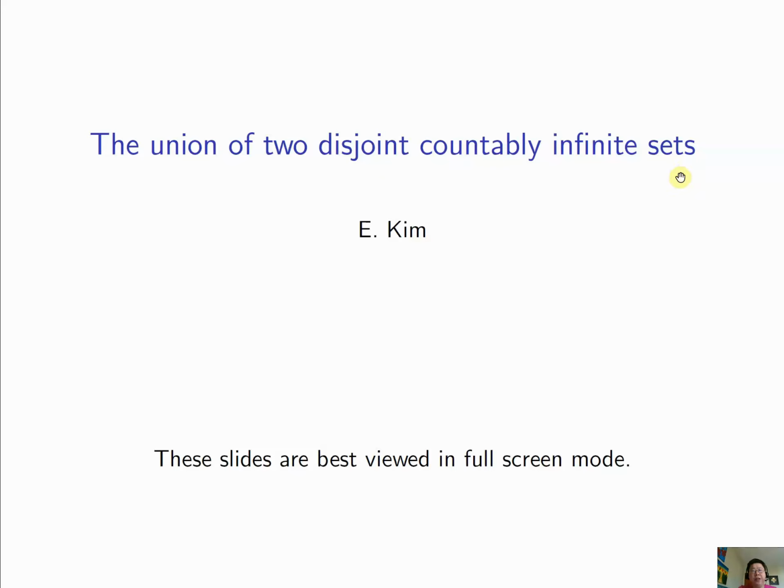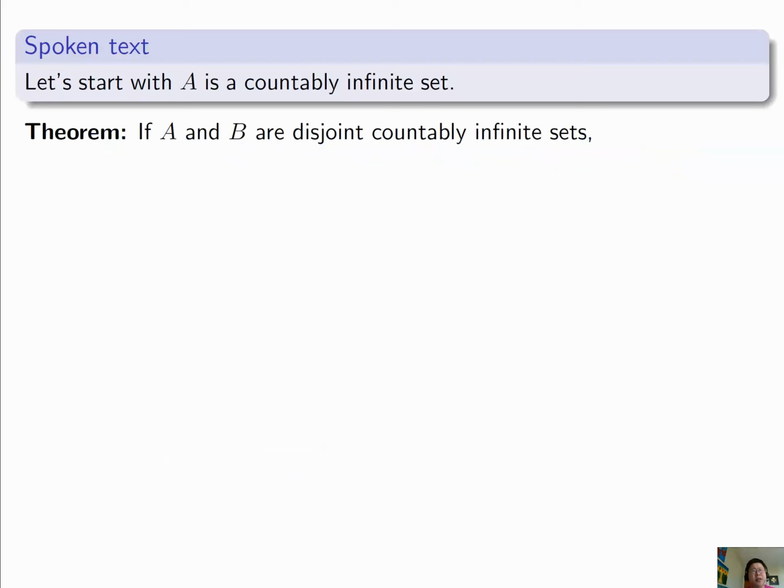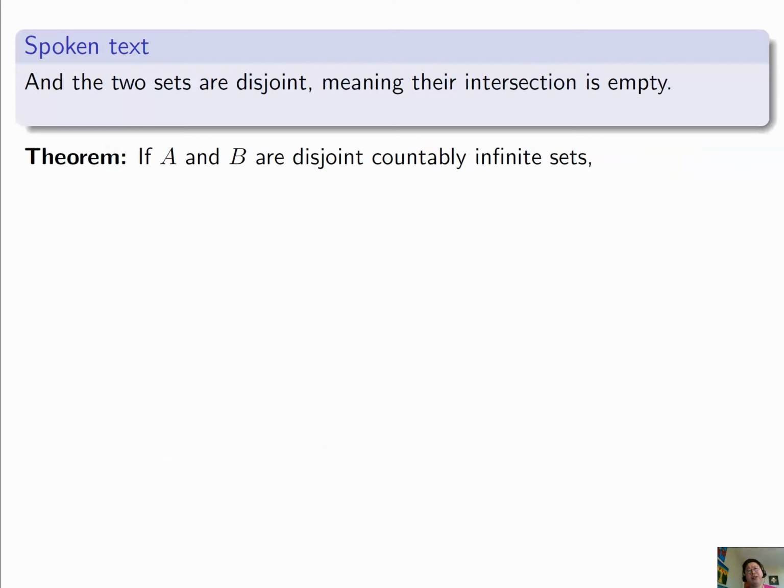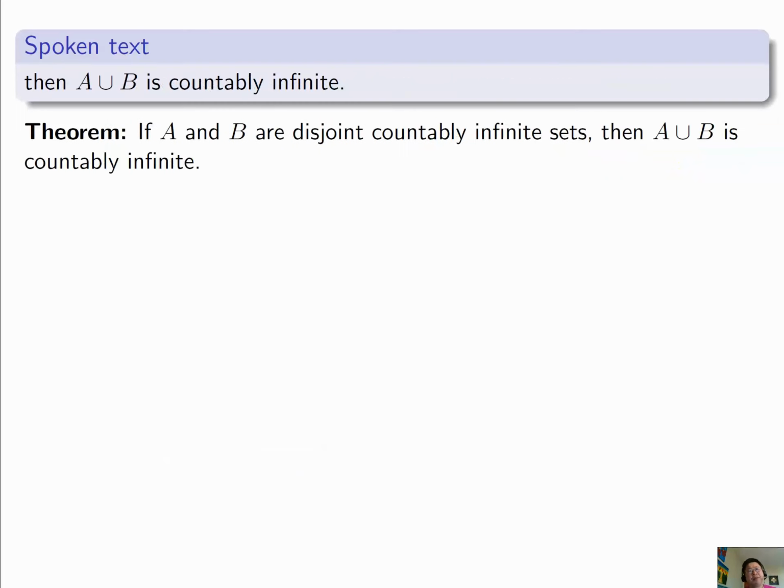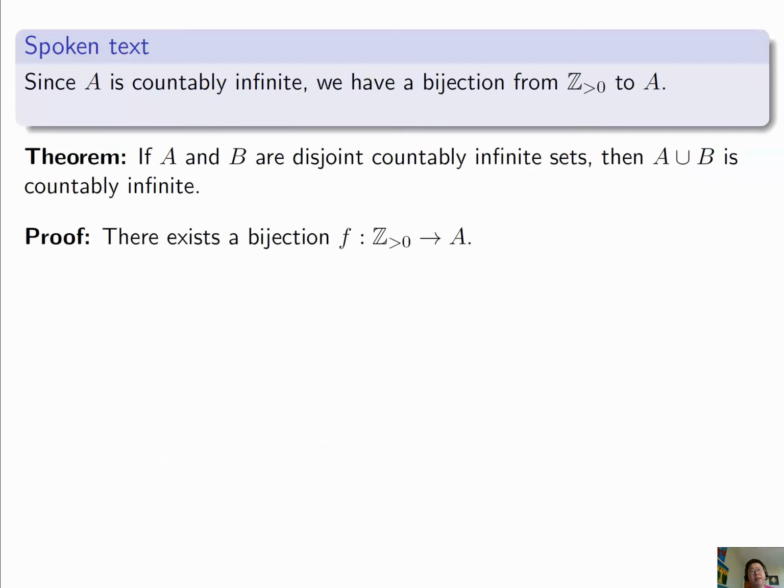The union of two disjoint countably infinite sets. Let's start with A is a countably infinite set, and B is a countably infinite set. And the two sets are disjoint, meaning their intersection is empty. Then A union B is countably infinite.